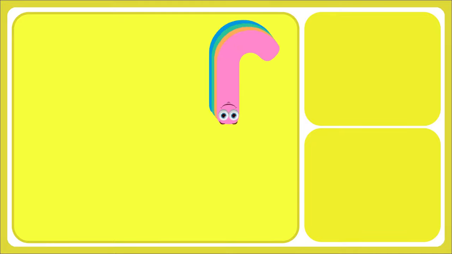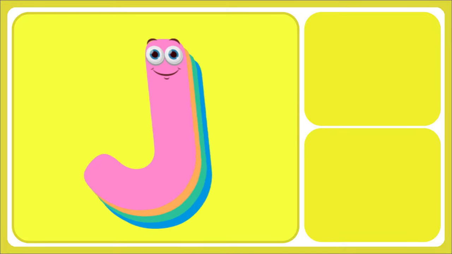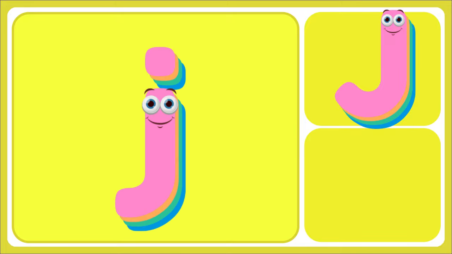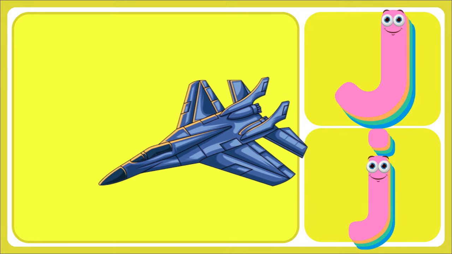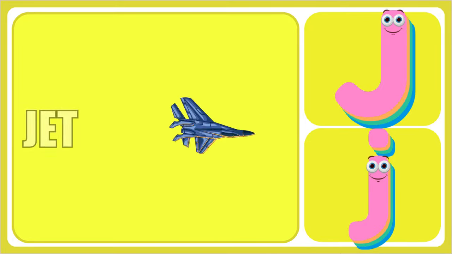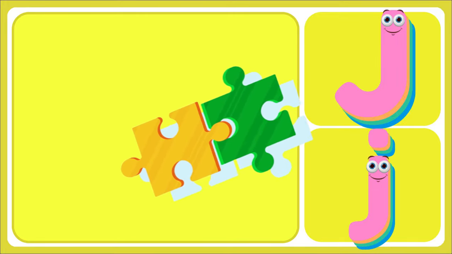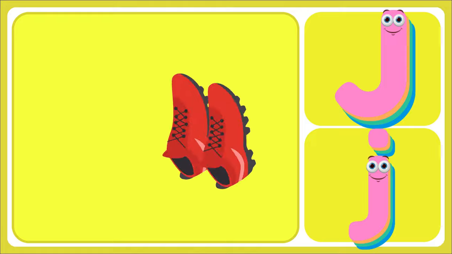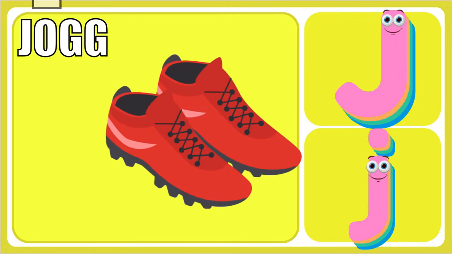Today we will learn alphabets and their sounds. Have you ever seen the letter J? Hi, I am letter J. And my sound is ja, ja, ja. And the words that start with me are jet, ja, ja, jet. Jigsaw puzzle, ja, ja, jigsaw puzzle. Joggers, ja, ja, joggers.